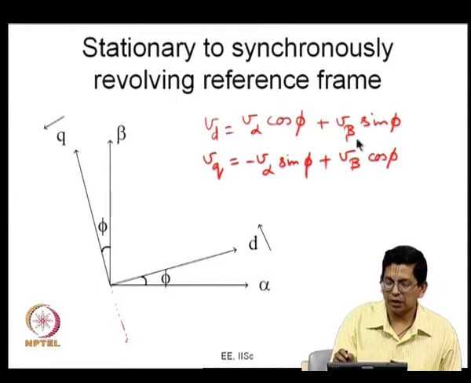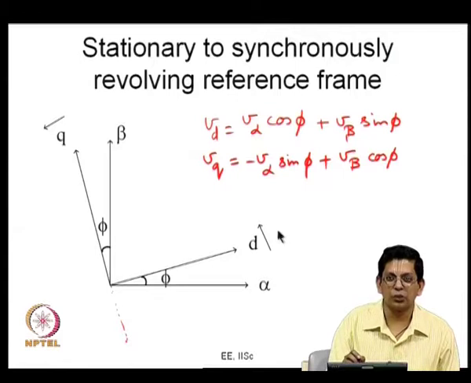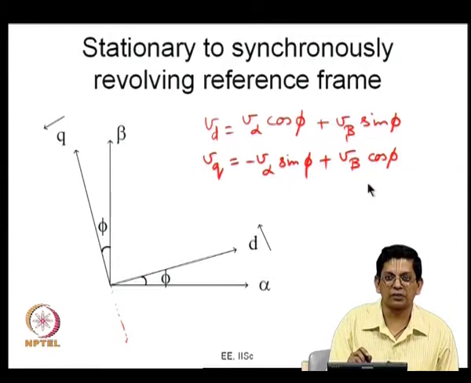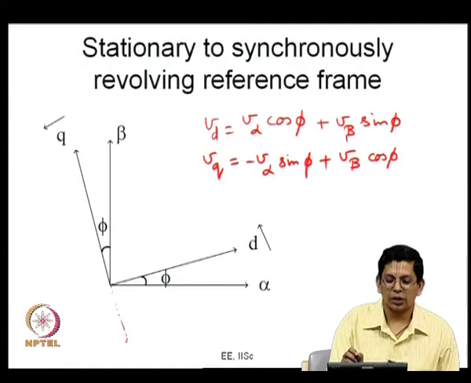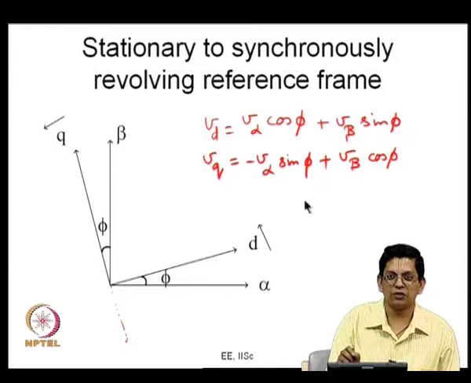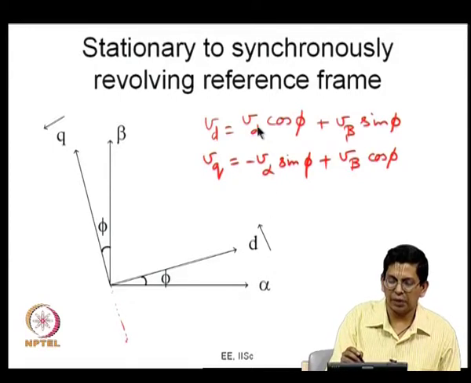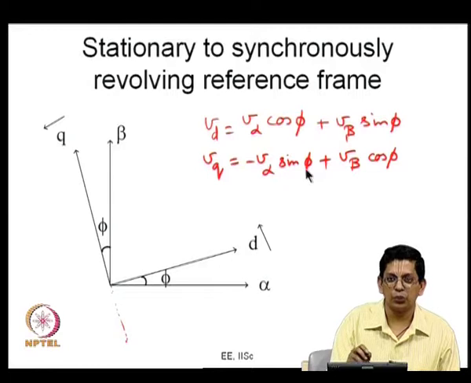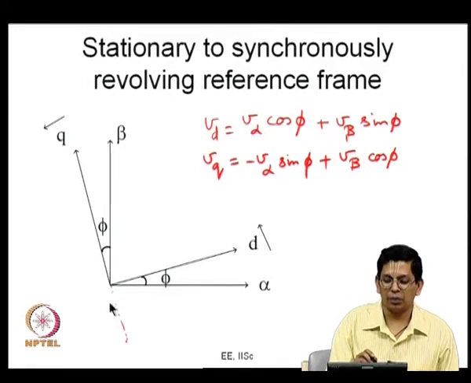And this matrix, cos phi sin phi minus sin phi cos phi, has unit determinant, so it is easily invertible. It is cos phi minus sin phi sin phi cos phi that would be the inverse of the matrix. If you use the inverse of the matrix, you can compute V alpha and V beta using Vd and Vq. So, this transformation is reversible. You can have V alpha, V beta and the angle phi, and you can get Vd and Vq. On the other hand, you can also have Vd and Vq, and phi given to you, and compute V alpha and V beta.